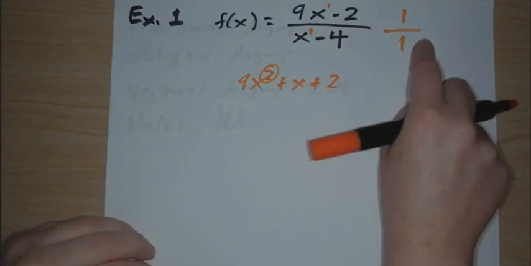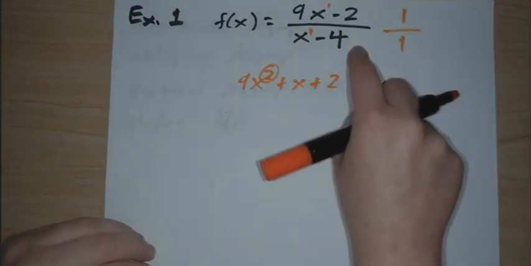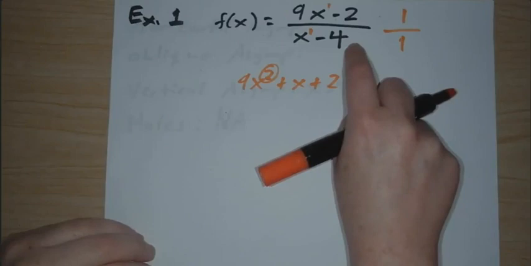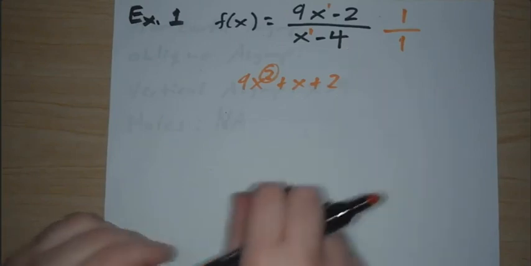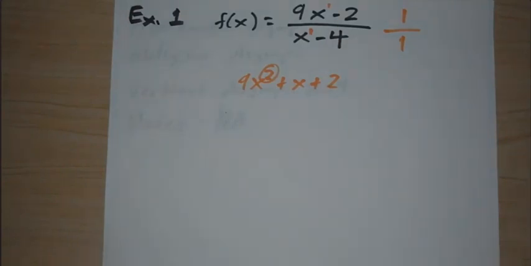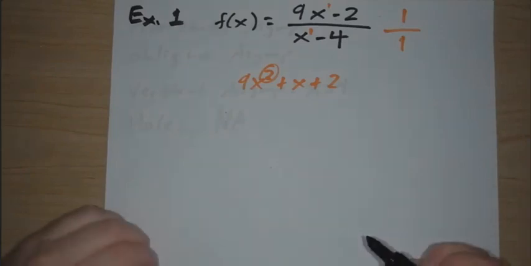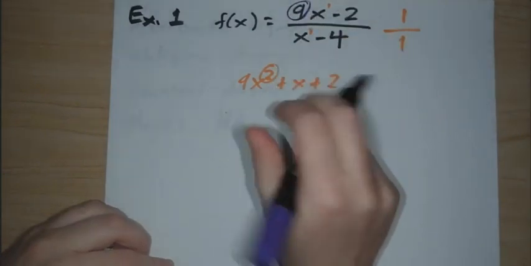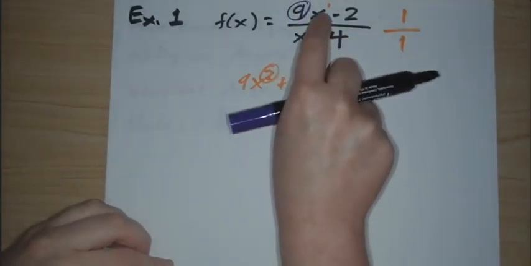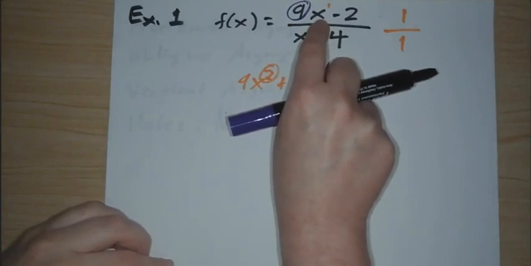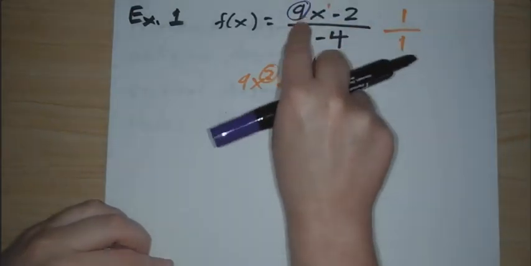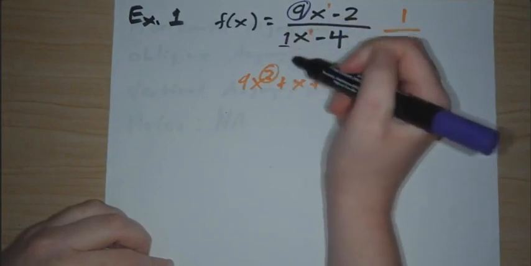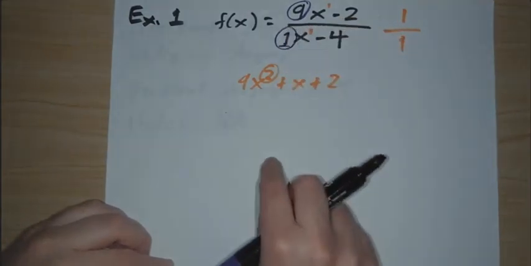Now, there's a rule that if the degree of the top is equal to the degree of the bottom, then there is a horizontal asymptote. There is no oblique asymptote. And the way we find that horizontal asymptote is we look at the coefficients. The coefficients are the numbers in front of the leading degree. So here we have a 9 in front of the leading variable, and there's a little invisible 1 in front of this x on the bottom.